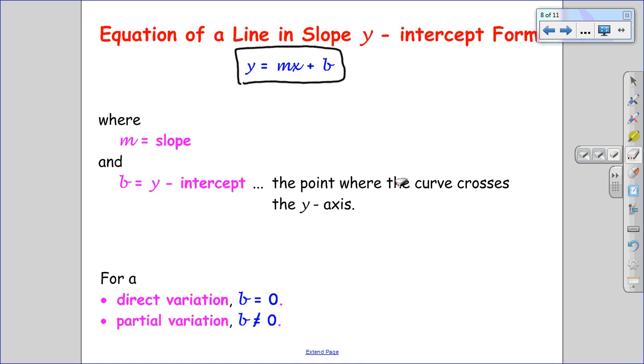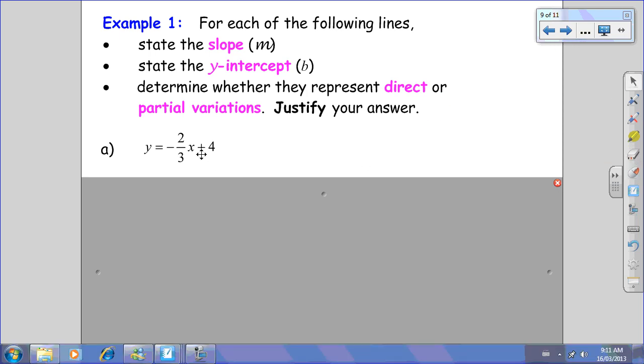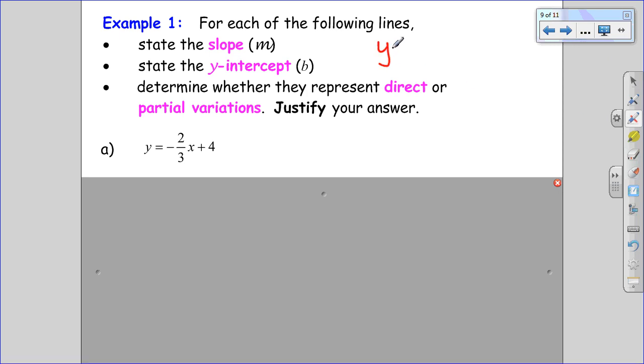Okay, so for a direct variation, the y-intercept is 0. For a partial variation, it's never 0. If we look at some equations, we want to state the slope, y-intercept, and decide whether it represents a direct or a partial variation. So if I look at the first one, remember the equation of a line is y equals mx plus b. Now if b is 0, it's a direct variation. Is b 0 here? No. Definitely going to be a partial variation because it does not have a y-intercept of 0.